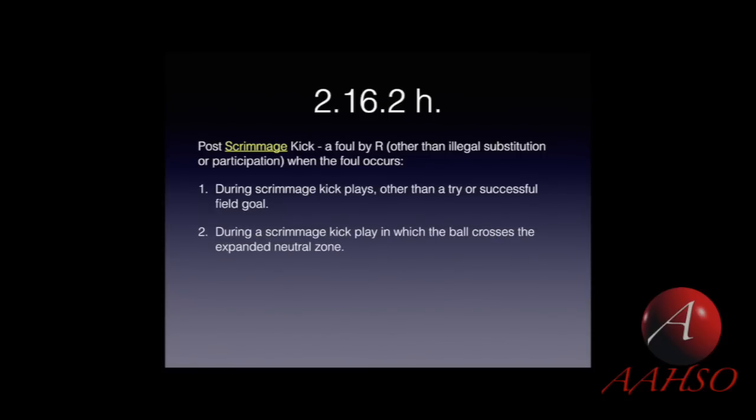Also during a scrimmage kick play in which the ball crosses the expanded neutral zone and the foul occurs beyond the expanded neutral zone. And we know from our previous discussions that the neutral zone expands behind the defensive line by up to 2 yards. And the foul also has to occur before the end of the kick, and Team K is not going to be the next to put the ball into play. So when all of these elements fall into place, then you can have post-scrimmage kick fouls, and I like to think about this as just kind of a progression. Commit to memory because it makes enforcing these types of fouls easier.